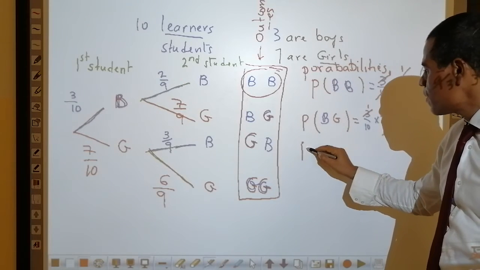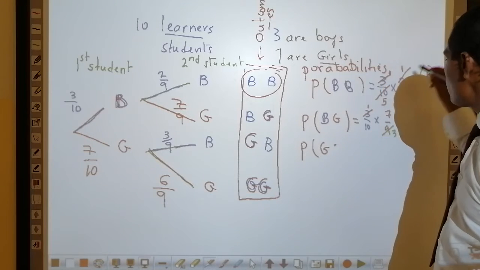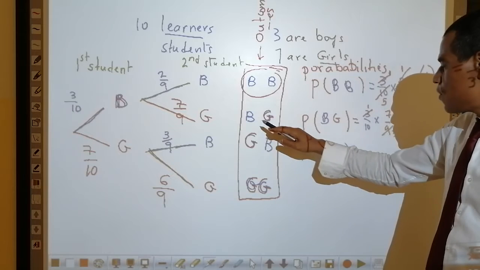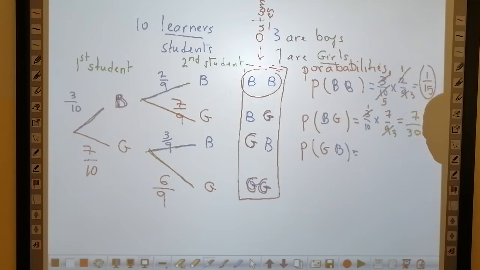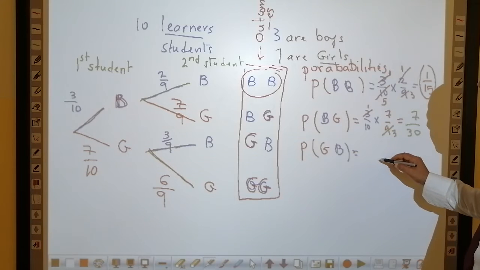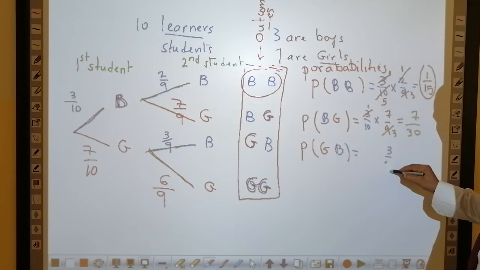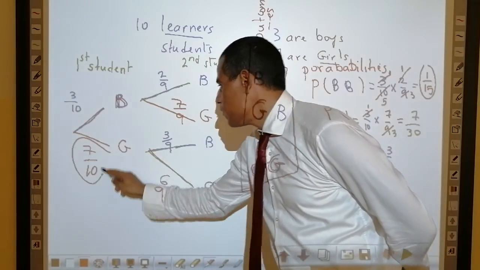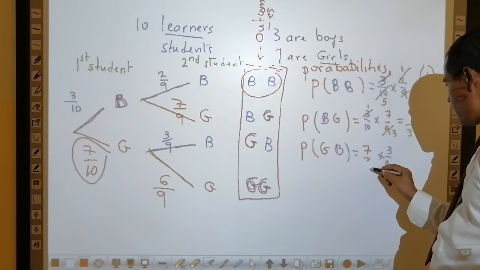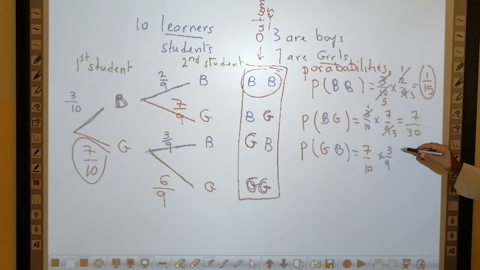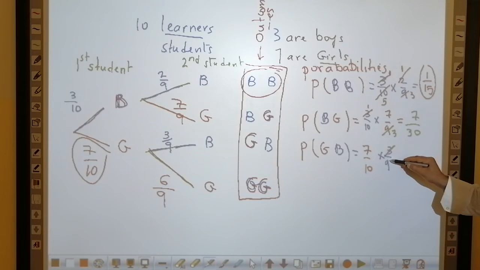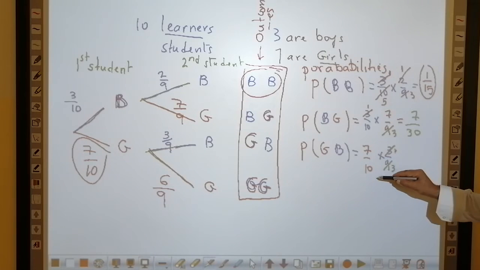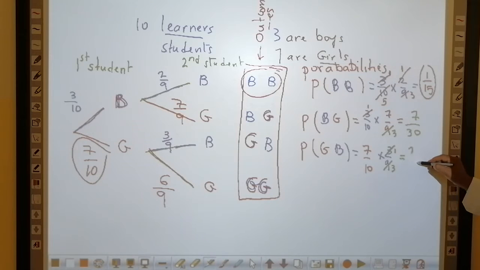Okay, now the probability of getting a girl and a boy: a girl as the first student, and the second student should be a boy. It will be 3 divided by 9 multiplied by 7 divided by 10. So this one I will simplify. How many 3s in 3? Only 1. How many 3s in 9? Only 3. So it will be 7 multiplied by 1 divided by 3 times 10. It will be 7 divided by 30.